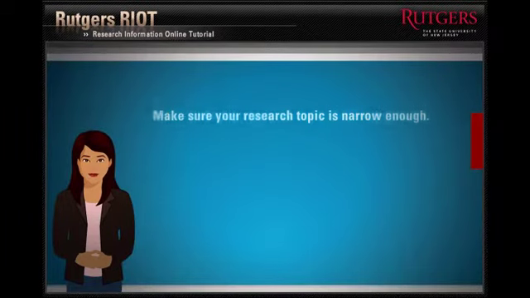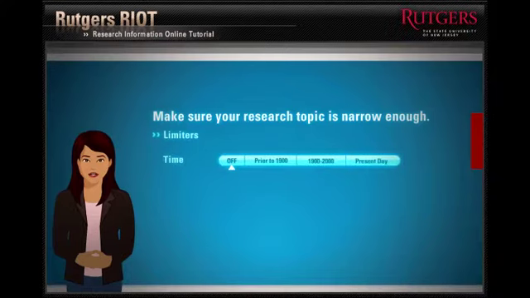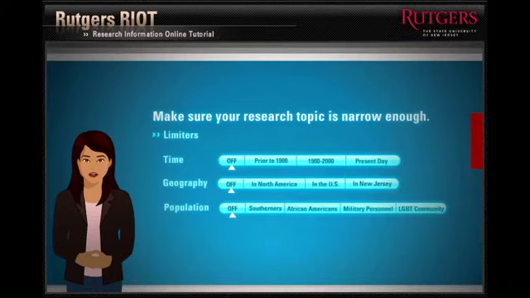Great. So in summary, make sure that your research topic is narrow enough to be focused and interesting, while not so narrow that you have trouble finding information. Use limiters like time period, geography, or population to narrow your focus.